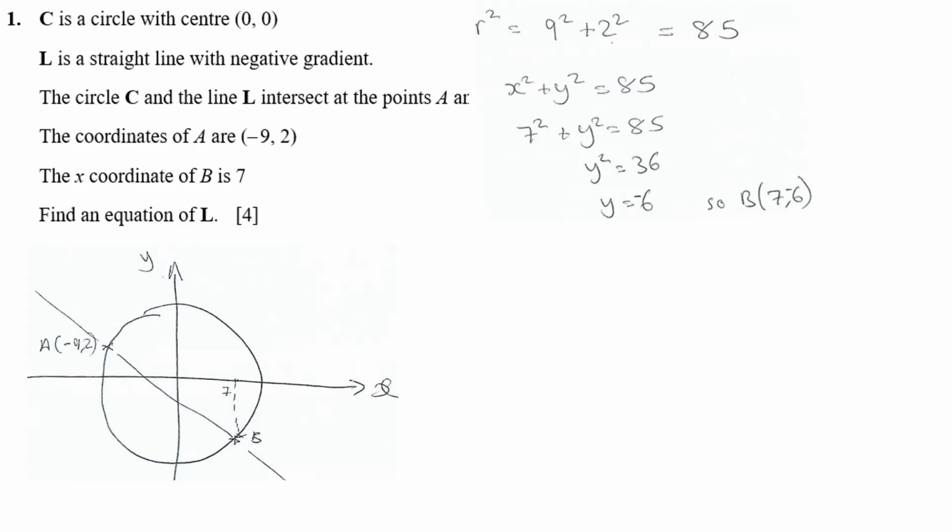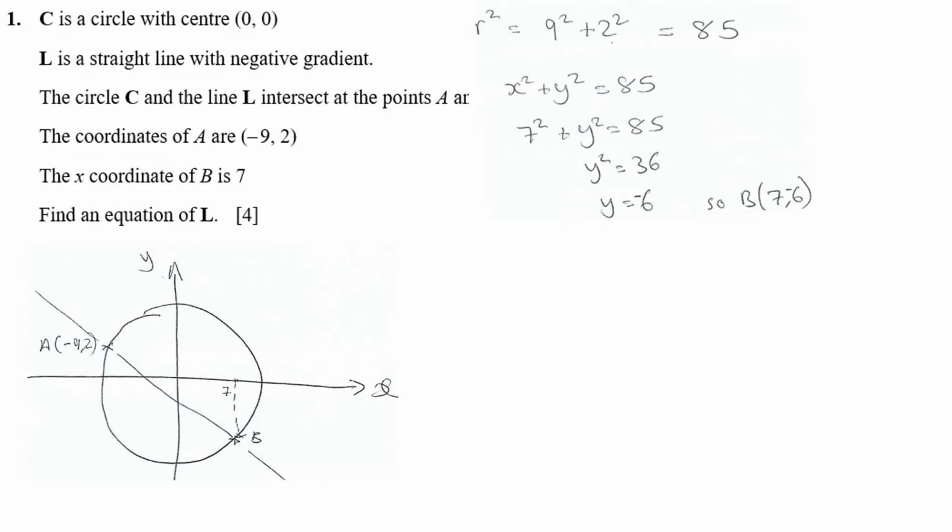And I square rooted and I said y is equal to -6. Now that is a key step. I can't say it's equal to 6 because that will make the gradient positive. Remember, when you do y squared, you get two answers. y squared is equal to 36, y is either equal to 6 or y is equal to -6. In this case, we want the -6, so the coordinates of B are 7, comma -6.